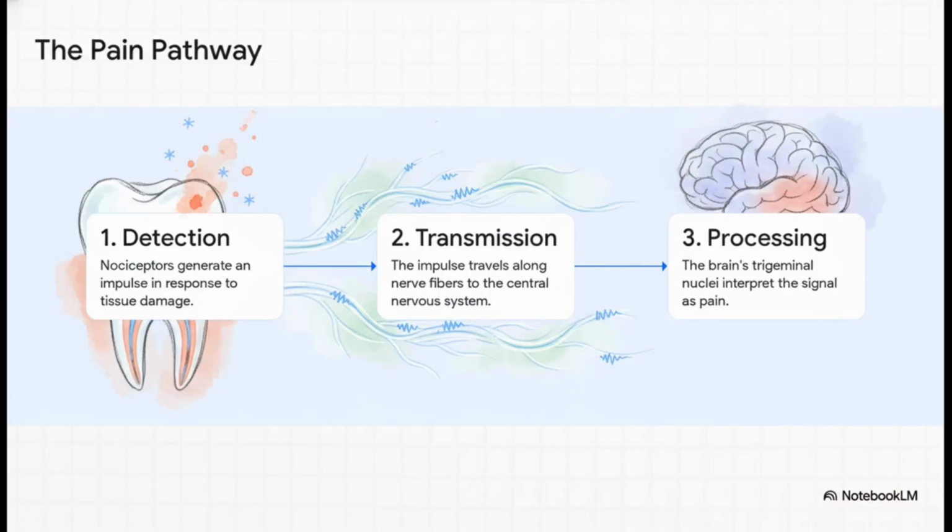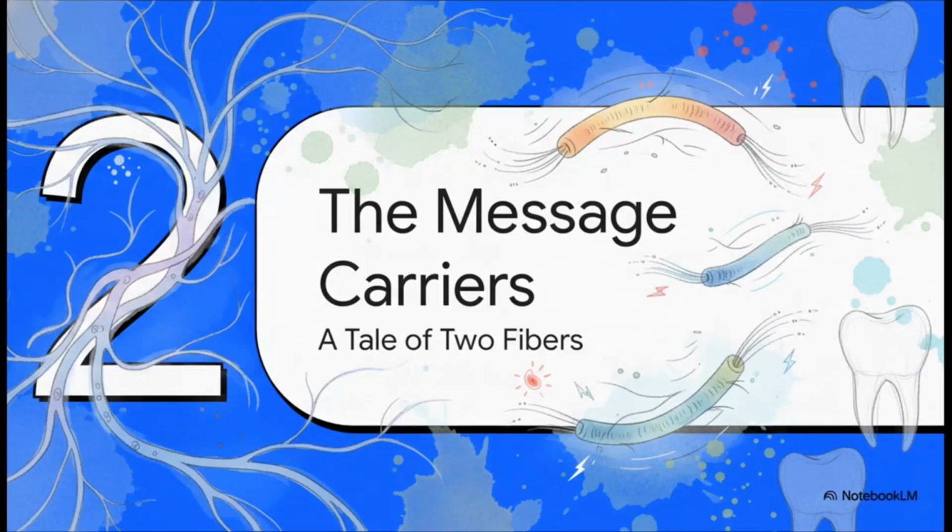So how does that pain signal actually make its journey? Well, you can boil it down to three main steps, and this is perfect for exam recall. First, you have detection. That's when the pain receptors, the nociceptors, realize something's wrong. Step 2 is transmission. That's the signal zipping along the nerve fibers, kind of like a message on a highway. And finally, Step 3 is processing, where the brain gets the message and goes, ouch, that's pain. Detection, transmission, processing. Got it? This pathway is fundamental.